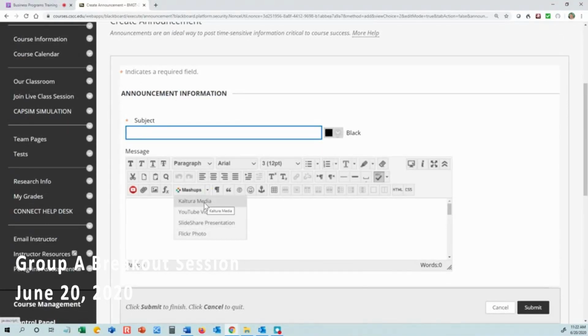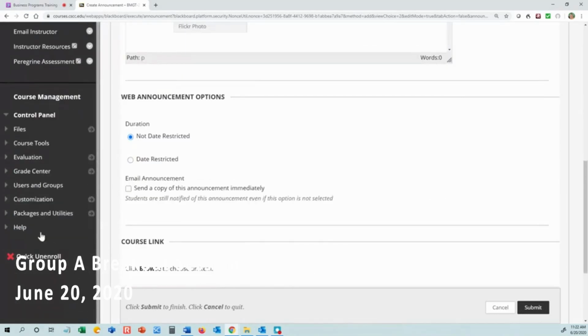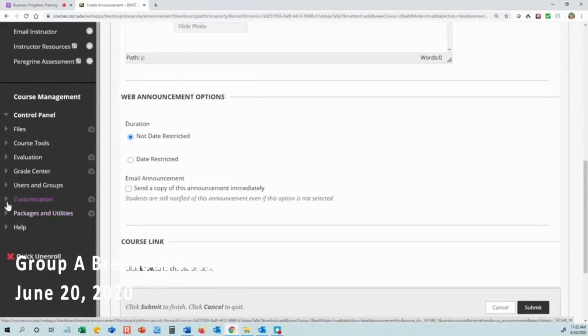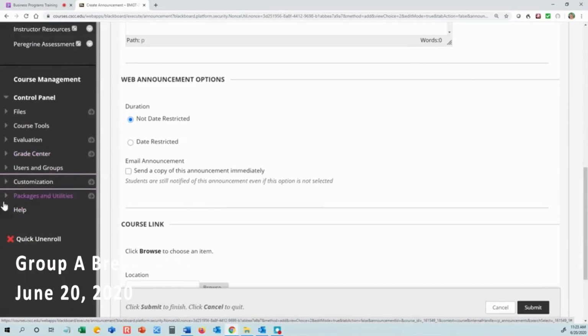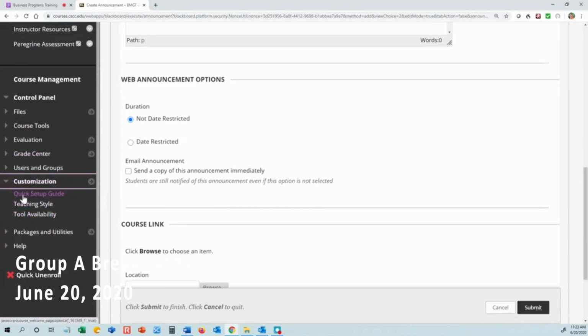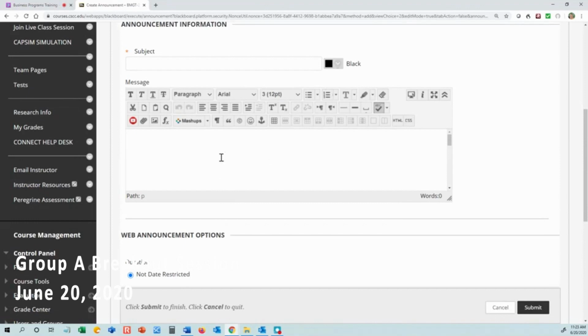So if you make your short video in Kaltura Media, once it's rendered, you can just pick it up right here. And if you don't see Kaltura Media here, the problem is that it's probably not in your customization under tools. So you would need to go to the tools area under tool availability and make sure all the boxes are checked open for Kaltura Media, and then you'll be able to do videos and announcements. But that's one example of how I do announcements.